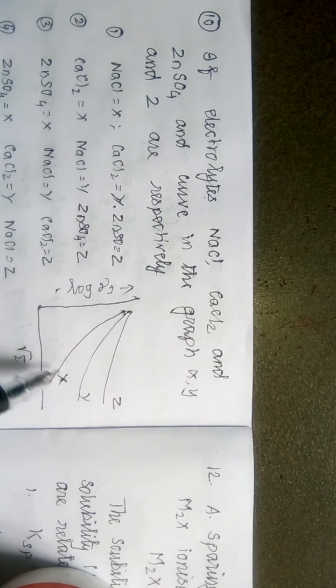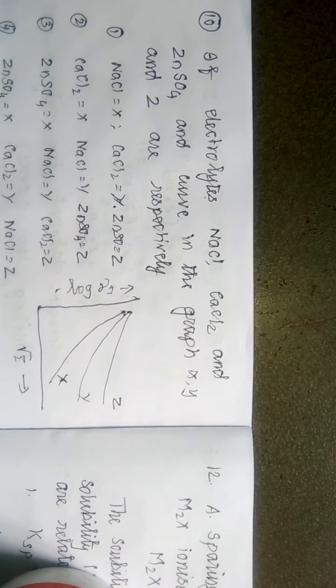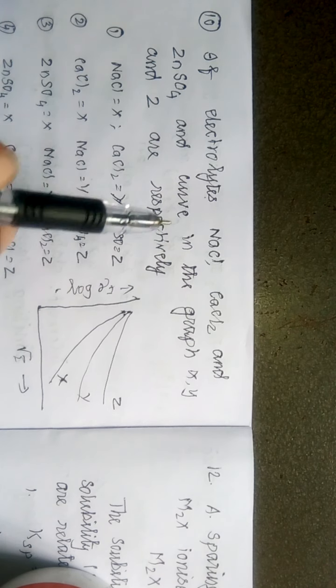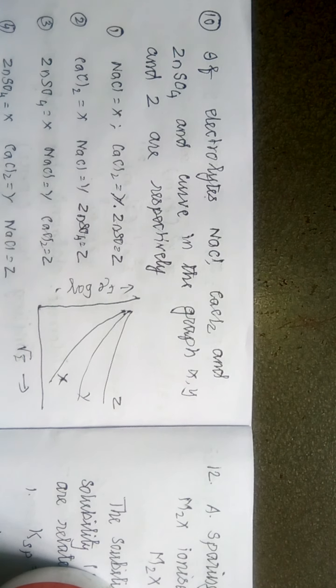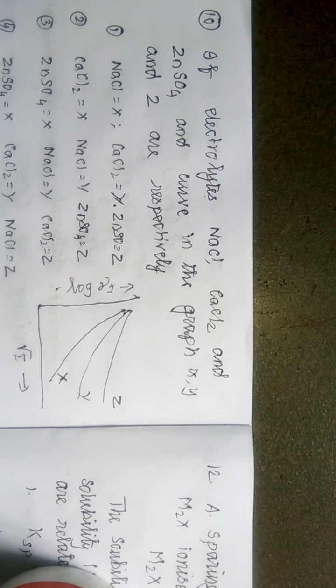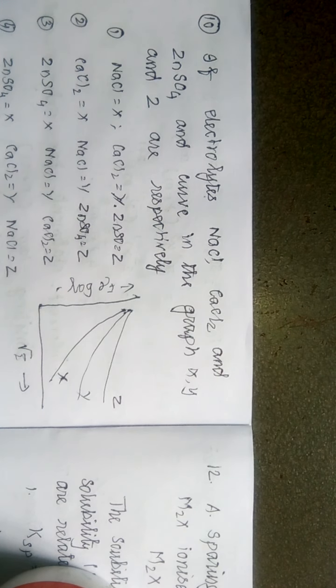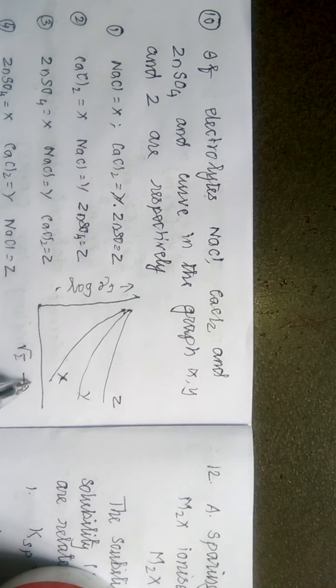In this graph they have given x, y, z. What do x, y, z represent for these salts, NaCl and the others? We have already seen that it depends only on the charge of the ions and does not depend upon the nature of the salts. As the ionic strength I increases, the curve will go down. The value of I will be highest for zinc sulfate, so it will go furthest below the x-axis.